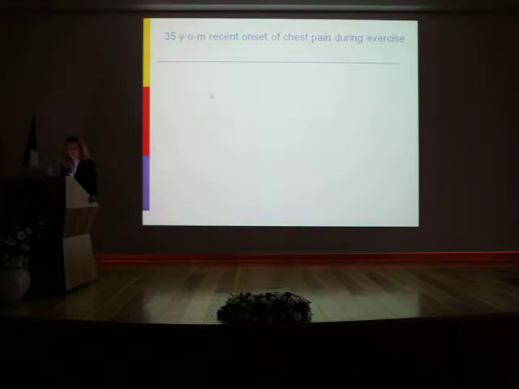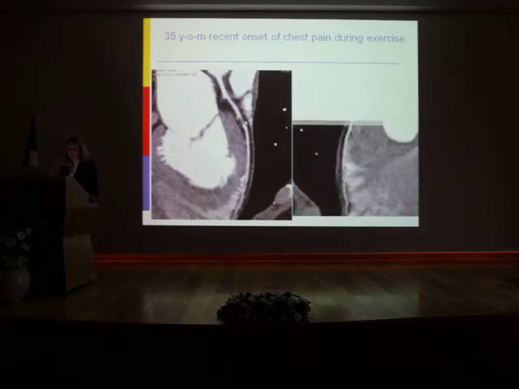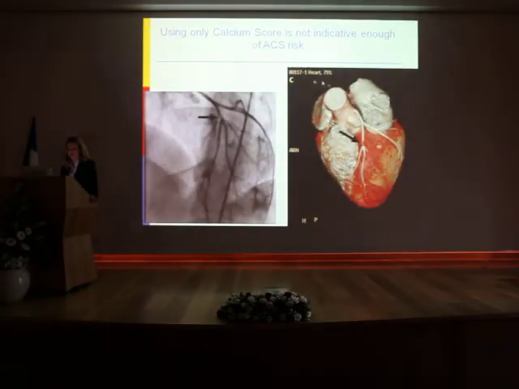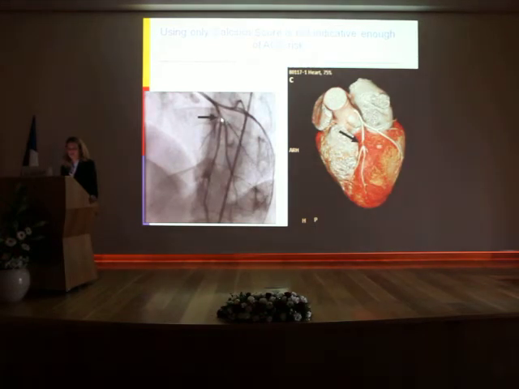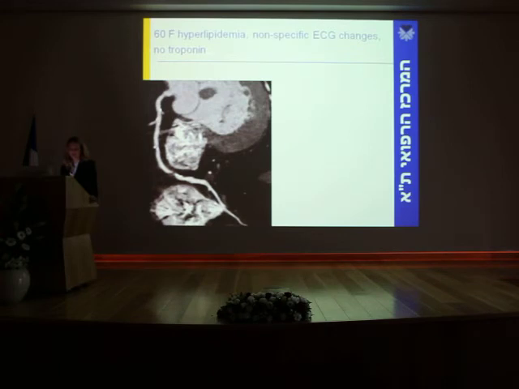This is a 35-year-old patient with recent onset of chest pain during exercise. You can see this non-calcified plaque causing significant stenosis in the LAD. Here it is, a large plaque, significant stenosis. This is the culprit lesion. This is how his invasive catheterization looked like before performing the PCI, and see how similar it is to the cardiac CT angiography. And he had absolutely no calcium.